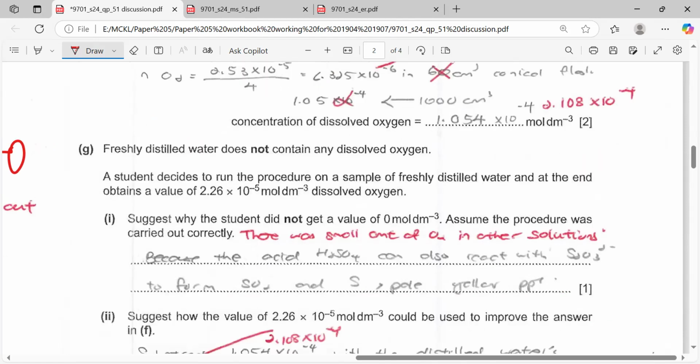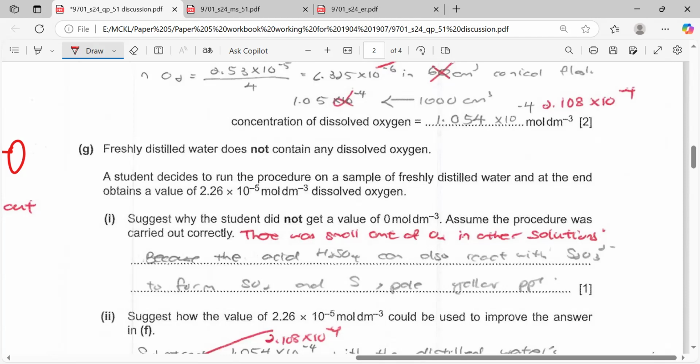Okay, now next. Freshly distilled water does not contain any dissolved oxygen. Correct. A student decided to run the procedure on a sample of freshly distilled water that does not have oxygen at all, and at the end obtains a value of 2.26 mole per dm cube. So freshly distilled water shouldn't have any dissolved oxygen, but when the student does the experiment, he found a very, very minimal 2.26 times 10 to the power negative 5 for dissolved oxygen. So why did the student not get a value of 0, assuming the procedure was carried out correctly?